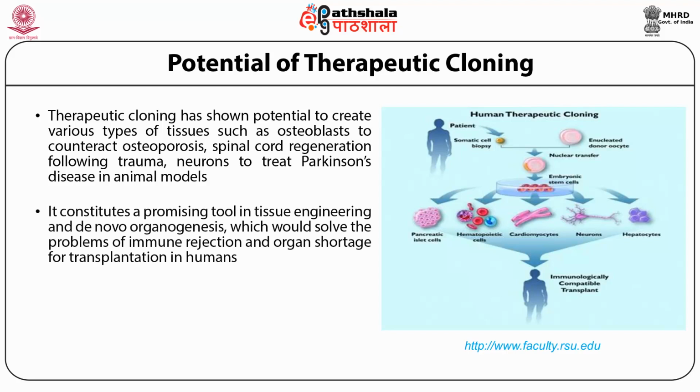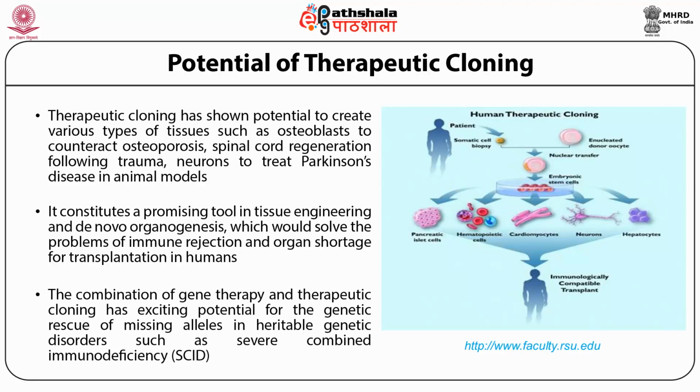Well, it's a promising tool in human tissue engineering, in de novo organogenesis, which will definitely solve the problems of immune rejection and organ shortage for transplantation in humans. If we combine gene therapy and therapeutic cloning, it has an excellent potential for correction of genetic disorders such as severe combined immunodeficiency syndrome.